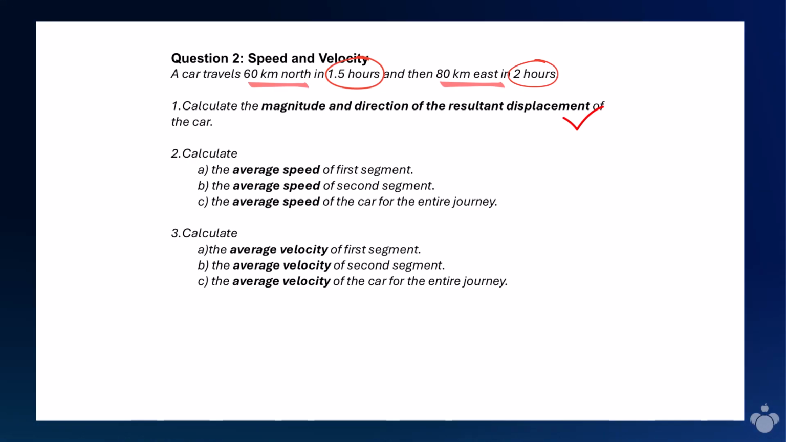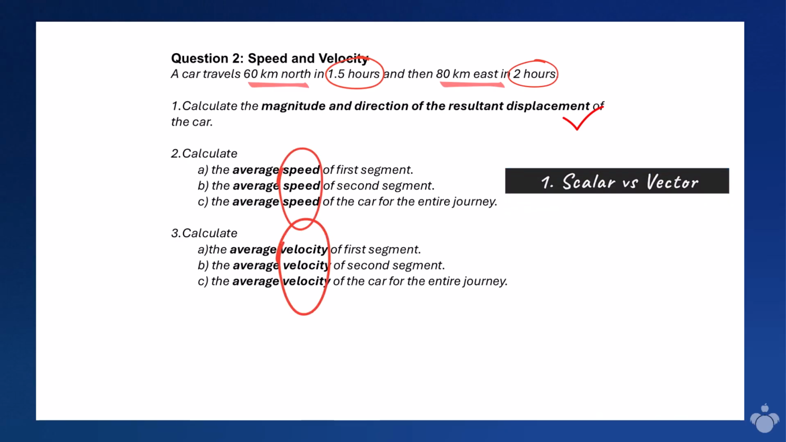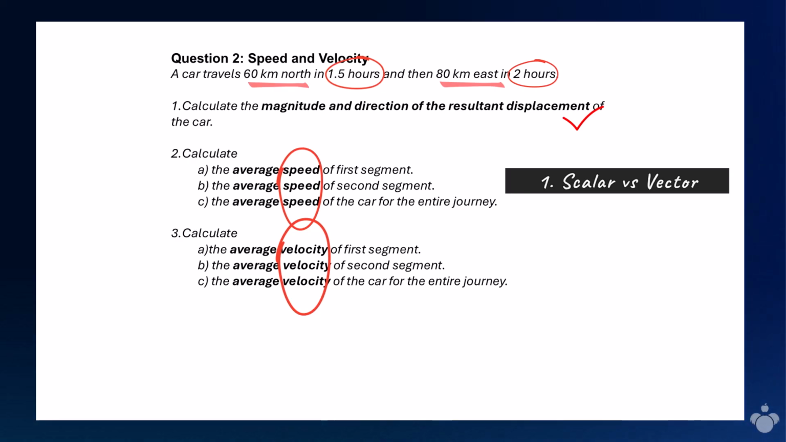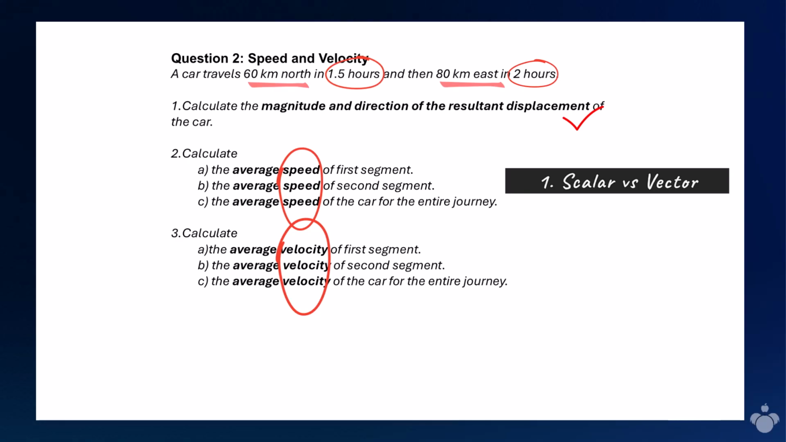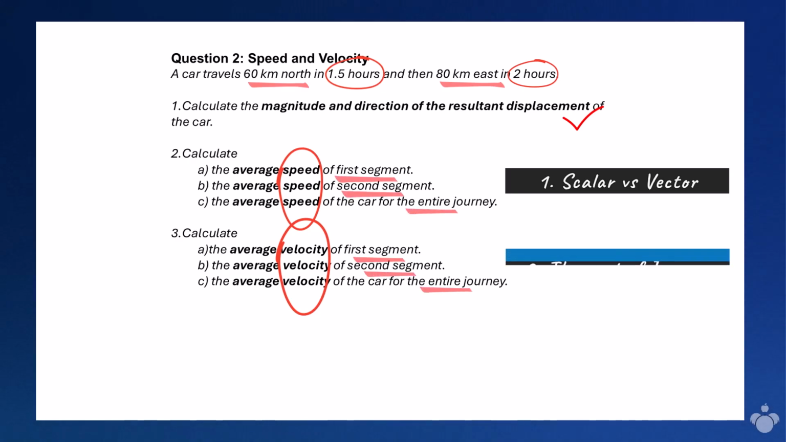There are a few key points we need to focus on. First, scalar versus vector. As we've learned before, displacement and velocity are vectors, while distance and speed are scalars. Be sure to identify whether the question is asking for a scalar or vector quantity, as this will determine how we approach the solution.